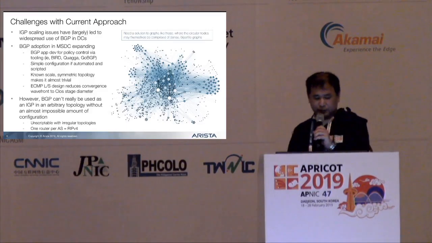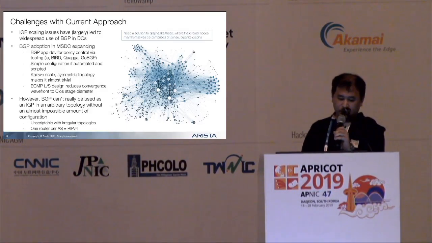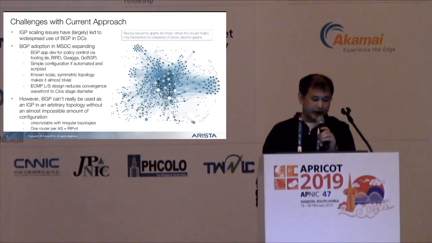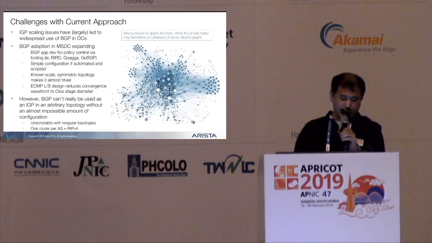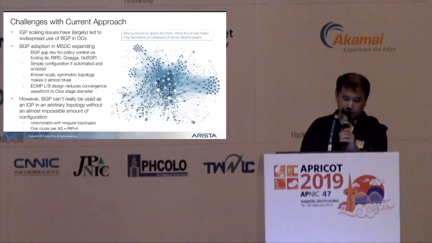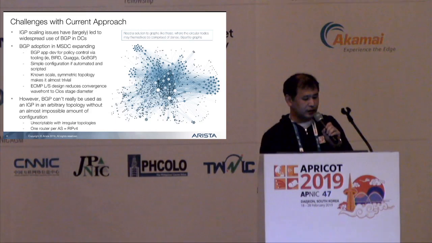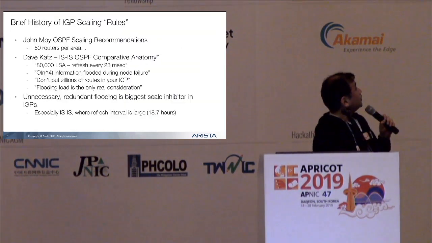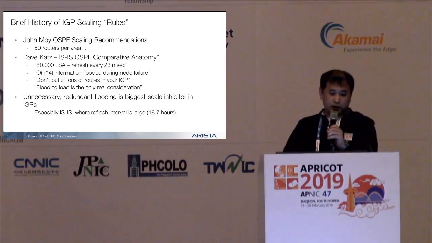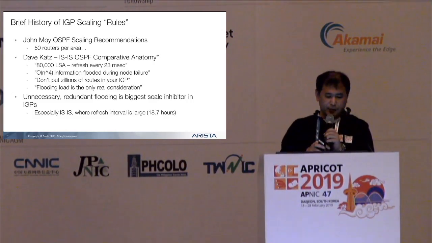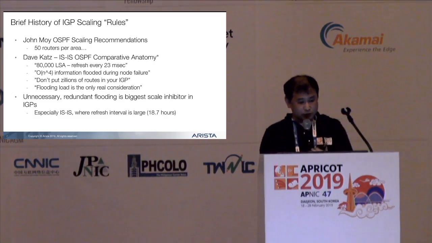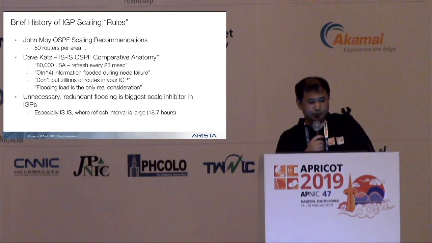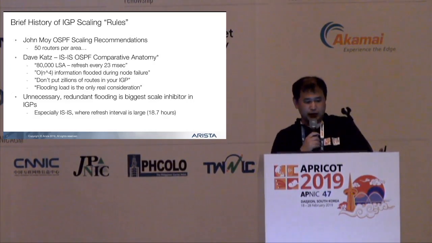ECMP leaf-spine design reduces the convergence wavefront to the cross-stage diameter. However, BGP can't really be used as an IGP in an arbitrary topology without an almost impossible amount of configuration. So why is the IGP, the link state protocol, has a limitation? I'd like to go back to the history.